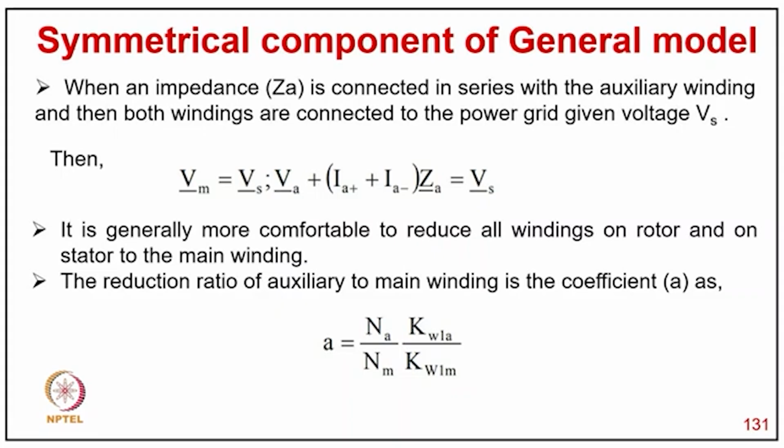So it is generally more comfortable to reduce all the windings on the rotor and on the stator to the main winding. And the reduction ratio of auxiliary to main winding is a coefficient of turns ratio. We call it a equals Na upon Nm into Kwa upon Kw1. Since the winding is distributed, we have not only the simple number of turns, but we have to take the winding distribution also into account to decide the effective turns ratio.